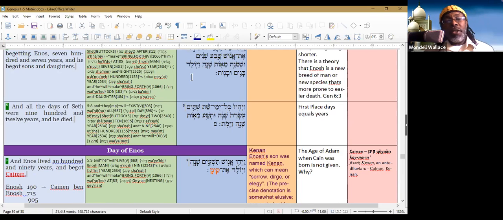In all the days of Seth, there were 912 years, and he died. First place where days equals years. That's what I'm noticing. Notice it says, all the days of Seth were 912 years. Hey, that's unique. I should say all the years of Seth were 912 years. But this says all the days of Seth were 912 years.